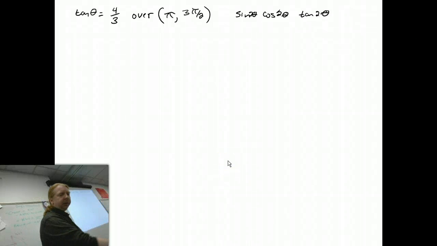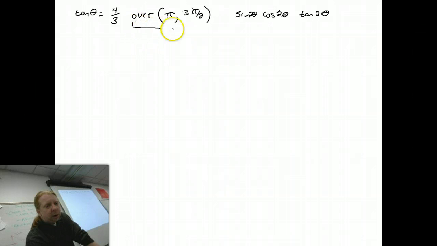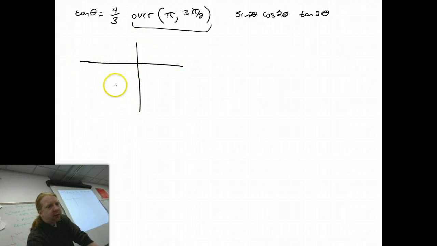So like we worked on last week, the first thing I want to do is actually nail down where this is going to happen, and this is where that interval comes into play. So I know when I lay it out, I want to be down here in quadrant 3, because that's between pi and 3 pi halves.